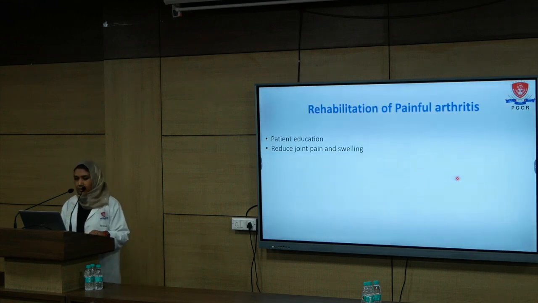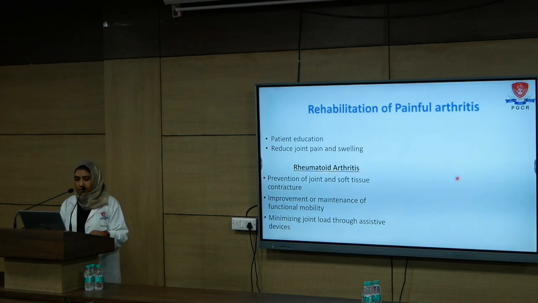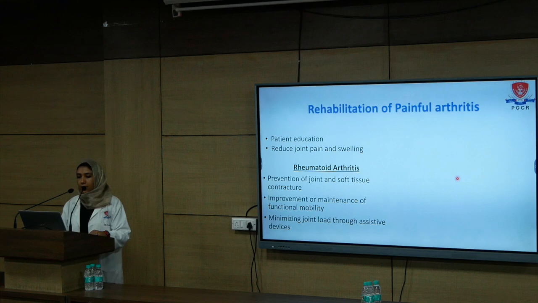In rehabilitation of painful joints, our main aim is to educate the patient and also the family members. As degenerative arthritis is progressive in nature, we have to educate the patient and the family to take early interventions as soon as possible, and to reduce the joint pain and inflammation. Apart from this, in rheumatoid arthritis, we have to prevent joint and soft tissue contracture, improve and maintain functional mobility, and minimize the joint load through assistive devices.